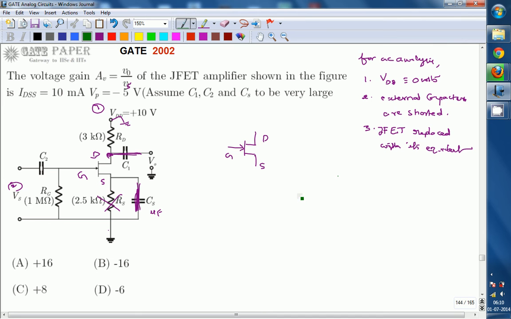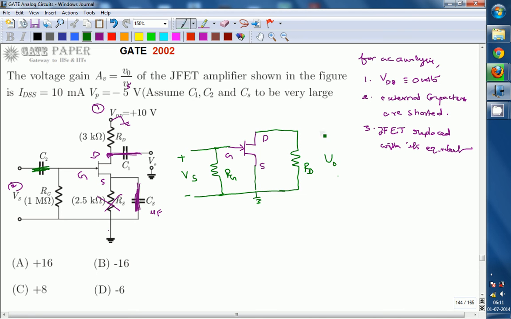Now the source is connected to ground directly, and the gate is connected with RG, a resistor, as well as the capacitor is shorted. This capacitor is shorted so that it is connected directly with VS. So this is what we are expecting, VS, and the drain is going to be connected with RD, and the other end of RD is connected to ground.